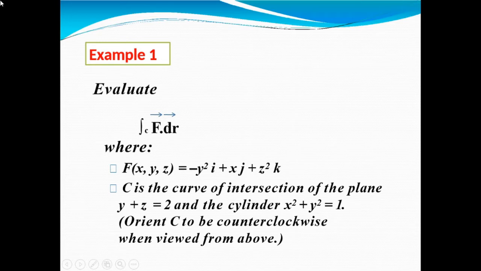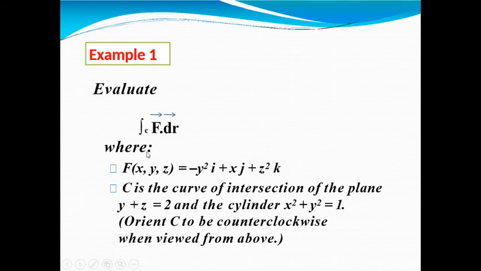Let's see with an example. Let us evaluate the line integral of F dot dr, where F is a function of x, y, z, given in component form as minus y square i plus x j plus z square k. C is the curve of intersection of the plane y plus z equal to 2 and the cylinder x square plus y square equal to 1. Orient C to be counterclockwise when viewed from above. These are the conditions and parameters given in this example.